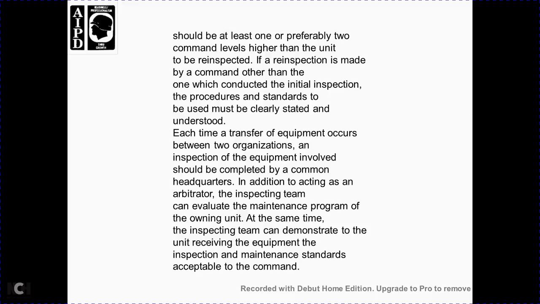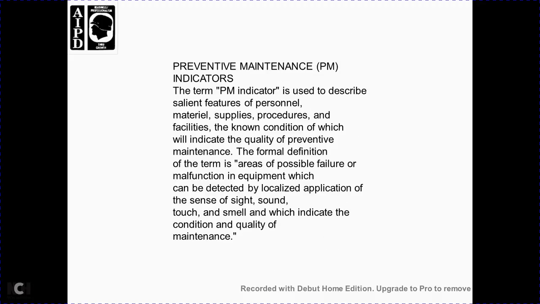Each time equipment is transferred between two organizations, the inspection of the equipment involved should be clearly communicated to headquarters. In addition, acting as an arbitrator, the inspecting team can evaluate the maintenance program of the owning unit. The same type of inspection by the team can demonstrate that the equipment used and received meets the maintenance standard that is acceptable to the command.